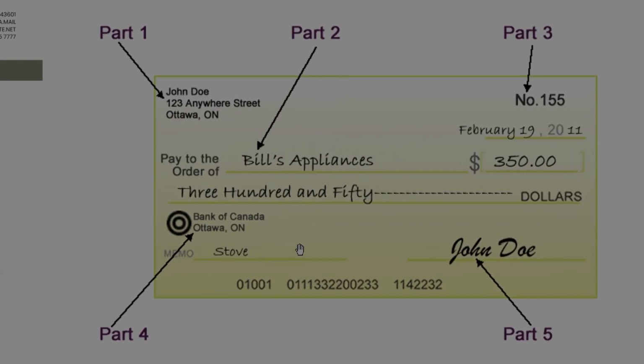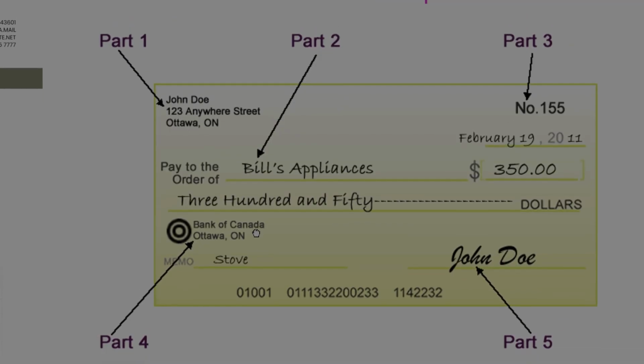So next we have a check. The check contains 5 parts. The first part is your banking information, which is printed on. The second part is who this money is being paid to. So this check is going to Bills Appliances. Part 3 is a check number. Part 4 is some banking information, which is printed on. This is coming out of the Bank of Canada.